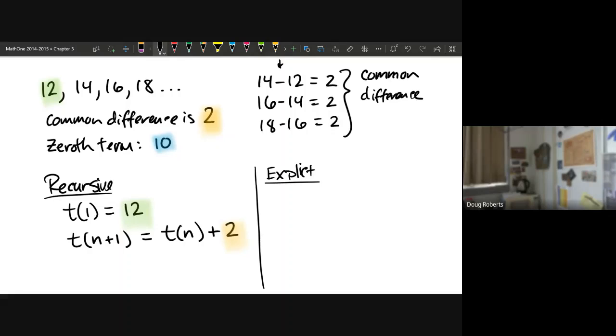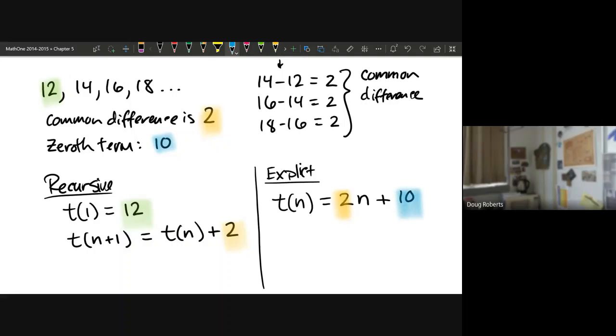Explicit. It looks like this. To get to any term that you want for an arithmetic sequence, you're going to take your common difference and multiply n by that, and then add to that your zeroth term. You can see in this formula here, this is my common difference, and this right here is my zeroth term.